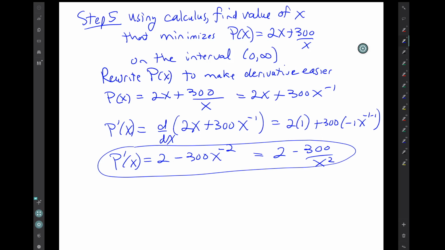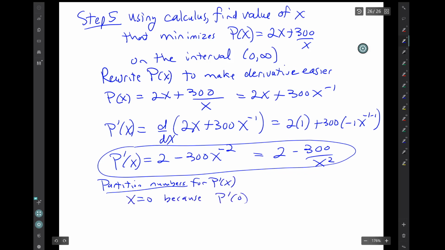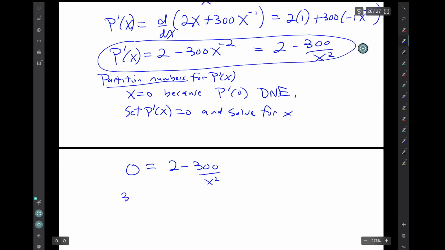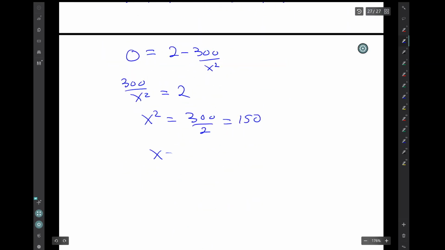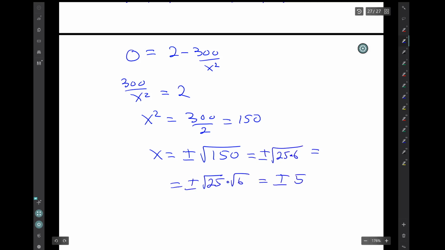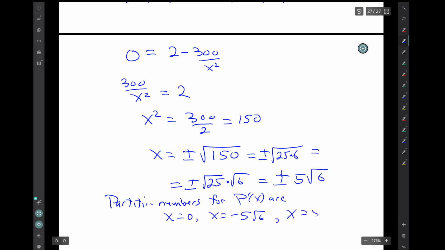So what are the partition numbers? Clearly there's a partition number x equals 0. What about values of x that cause P prime to equal 0? So we see that our partition numbers are x equals 0 and x equals plus or minus 5 square root of 6. And of course, x equals 0 is not a critical number because P of 0 does not exist.